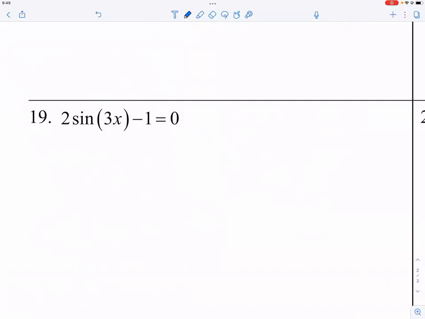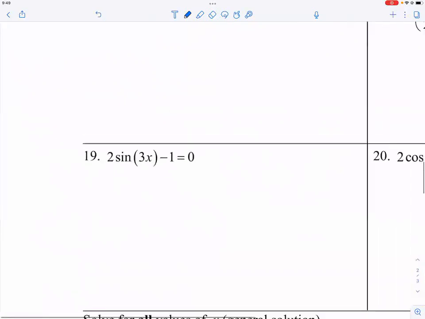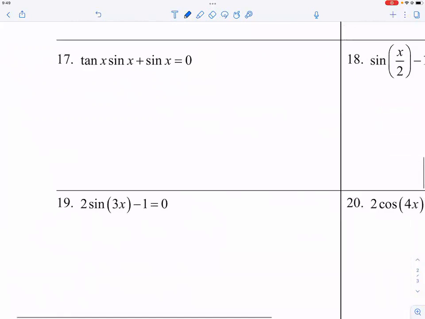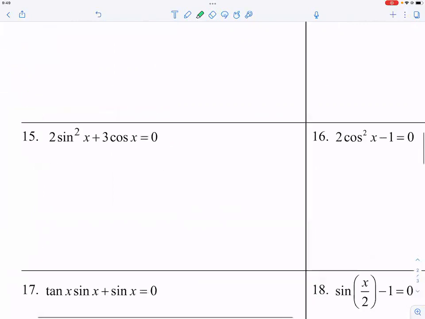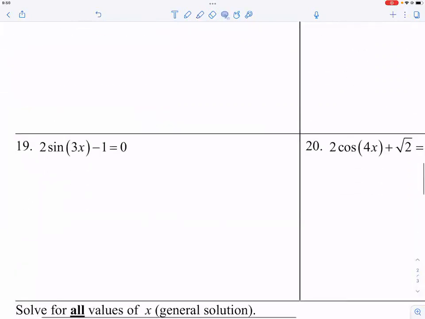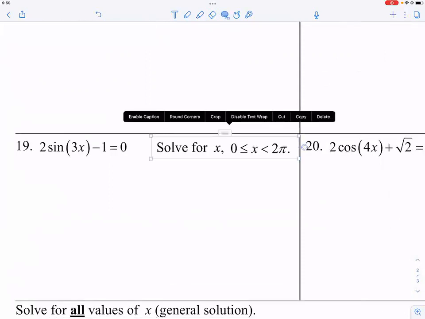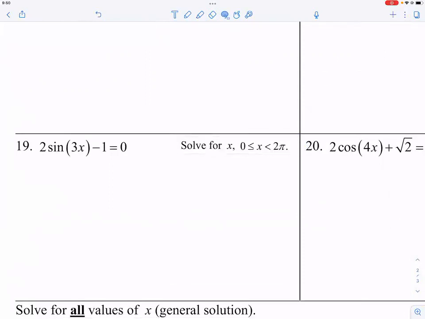Now, how does this change our process of finding the solution? Well, if you look at the instruction right here, it says solve for x, right? Solve for x, and x will be between 0 and 2 pi. We got that. So let me go ahead and paste it right here. So we have this little statement right here: solve for x, and x is going to be in between 0 and 2 pi.